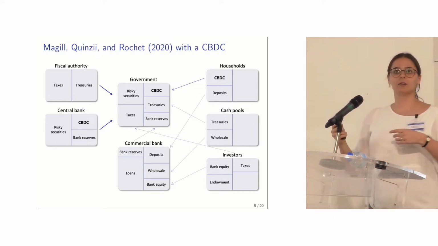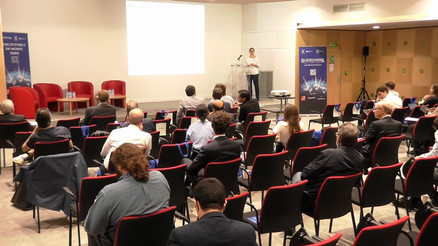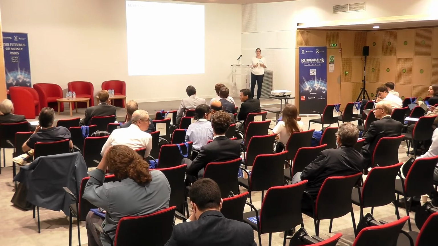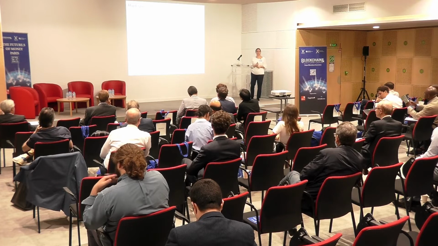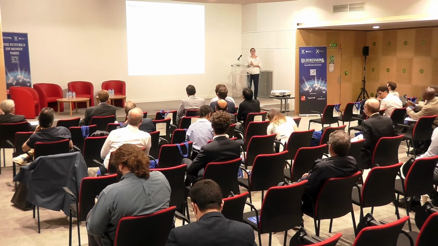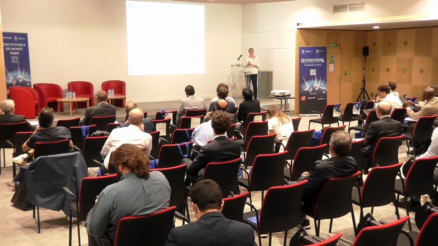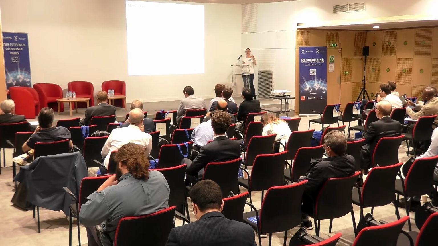Quick question about this one. I understand that you made the assumption here that the CBDC is going to be directly put into the hands of the households by the government or the central bank and disintermediate totally the commercial banks. Do you have another model where the commercial banks are the ones putting this CBDC in circulation? Okay, let me come back to you in a bit.